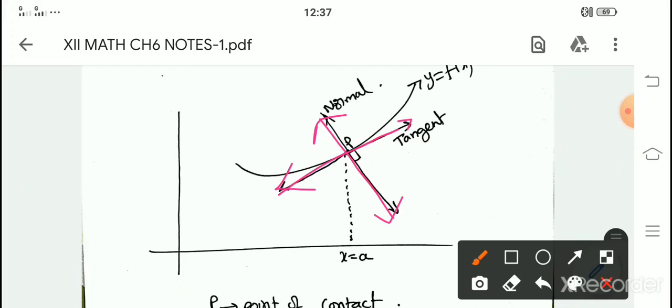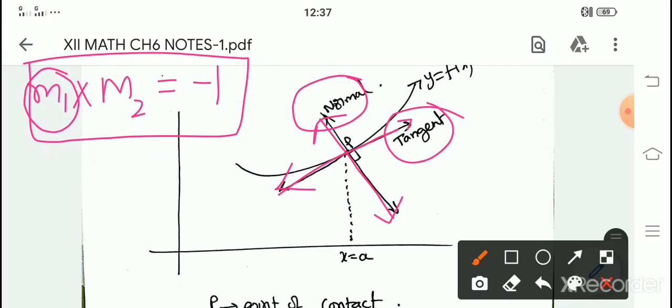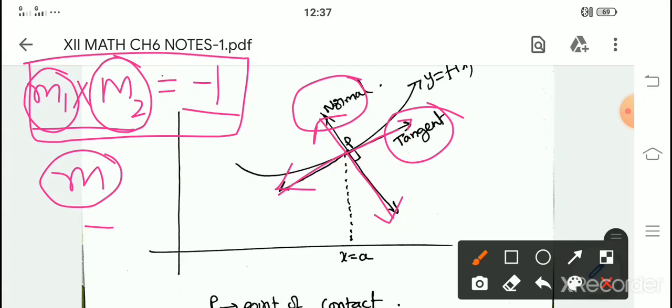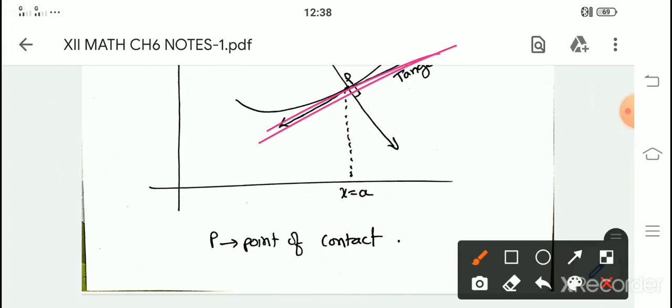If I have to find the slope of the normal, if you know the tangent slope, the normal slope is very easy, because of the concept in 11th standard: the product of the slopes is -1 when the lines are perpendicular. If m1 is the tangent slope and m2 is the normal slope, the product of their slopes is -1. That means if m is the slope of the tangent, -1 by m is the slope of the normal. So to find the equation, this slope is very important. Before we find the equations of the tangent and normal, we should know how to find the slope.